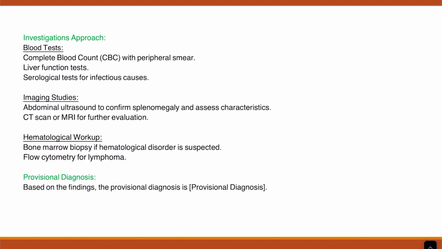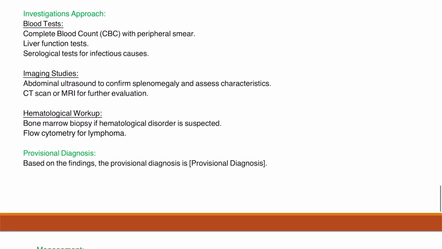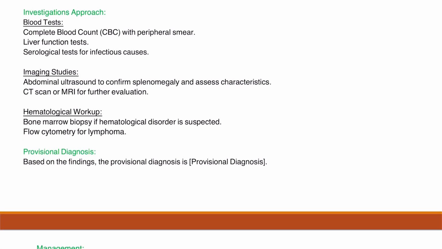You want to do some blood tests, CBC with peripheral smear, liver function tests, and serological tests for infectious causes to look for the cause of the splenomegaly. You can say something along the lines that I would like to do the following test. Imaging studies, abdominal ultrasound to confirm splenomegaly and assess its characteristics, CT scan or MRI for further evaluation, and hematological workup like bone marrow biopsy if hematological disorder is suspected, flow cytometry for lymphoma.